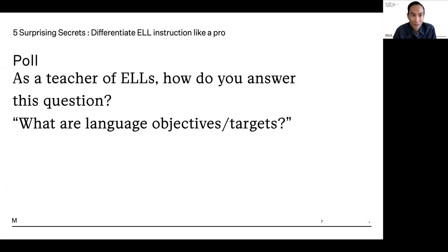Now, the first poll that we have in your Google form is just a simple question. As a teacher of ELLs or an ELL teacher, how would you answer this question? What are language objectives or what are language targets? I'll give you 10 more seconds. That's a really easy answer. All right.